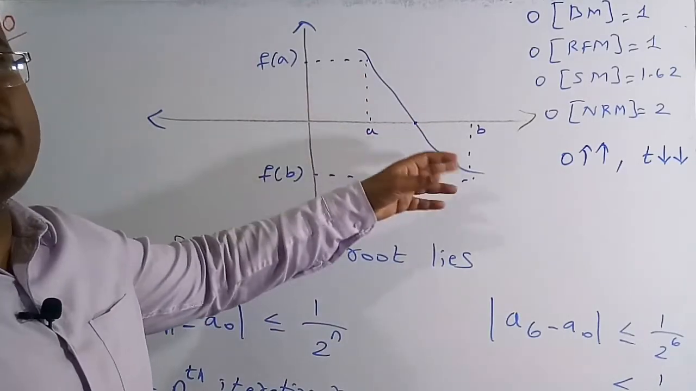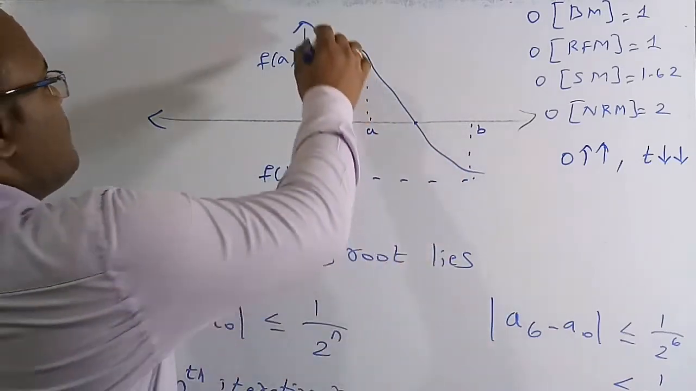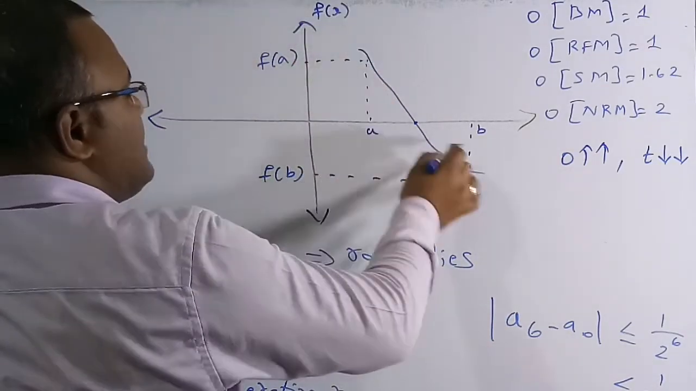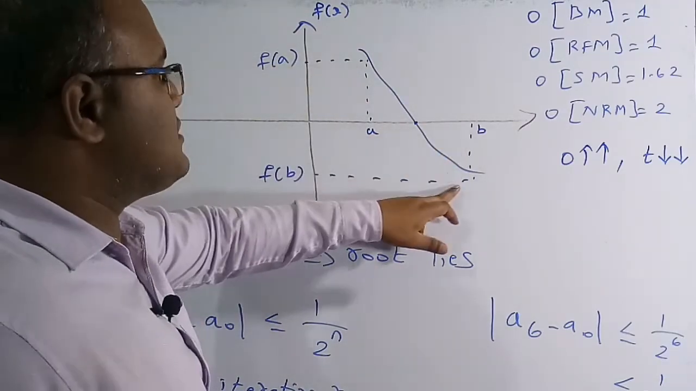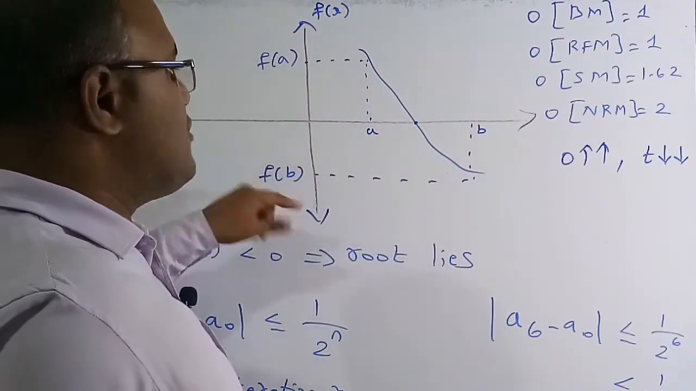Suppose there is a function f of x like this. So for this function f of x, let me take two values a and b. For a, the value of the function is f of a, and for b, the value of the function is f of b. So f of a is positive and f of b is negative.